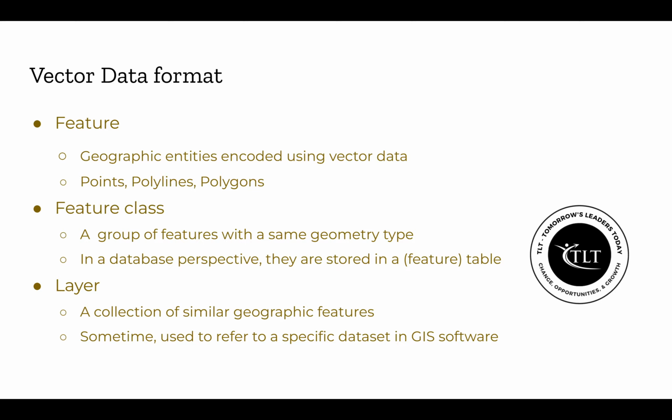Vector data format. How do we store and organize spatial data efficiently? The vector data format provides one of the most common structures in GIS. It represents real world features using points, lines, and polygons. Each feature is organized within a feature class, groups of geometries sharing similar properties. Layers in GIS display those datasets visually, allowing users to manage and analyze them efficiently. This structured approach supports detailed mapping, spatial modeling, and advanced analysis across various disciplines.